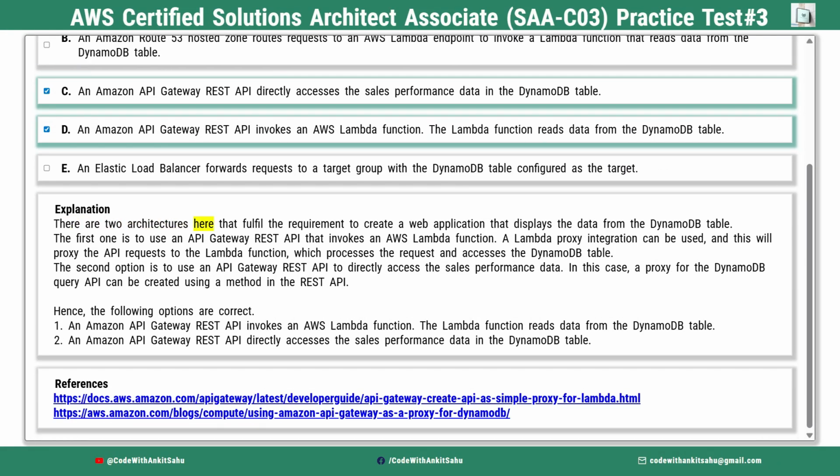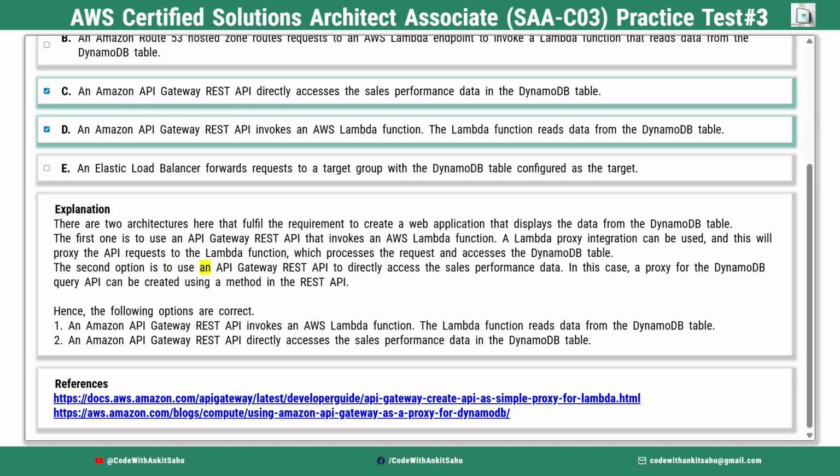Explanation: there are two architectures here that fulfill the requirement to create a web application that displays the data from the DynamoDB table. The first one is to use an API Gateway REST API that invokes an AWS Lambda function. A Lambda proxy integration can be used, and this will proxy the API requests to the Lambda function, which processes the request and accesses the DynamoDB table.